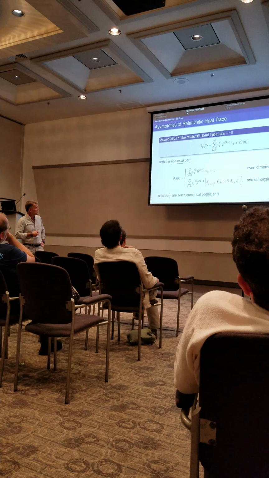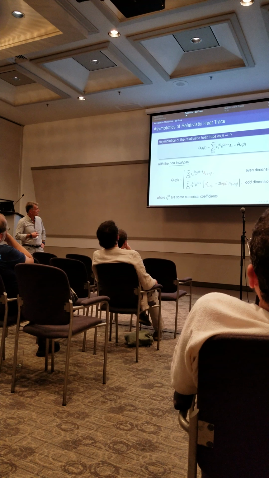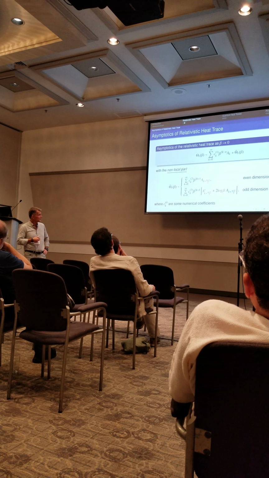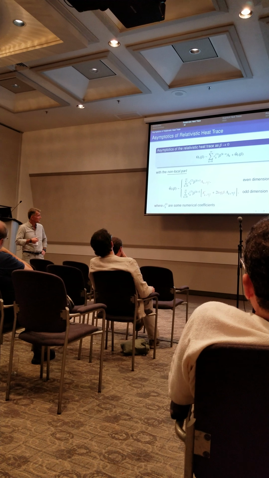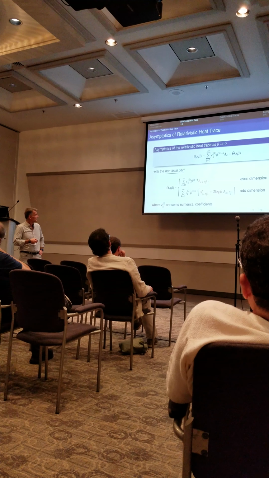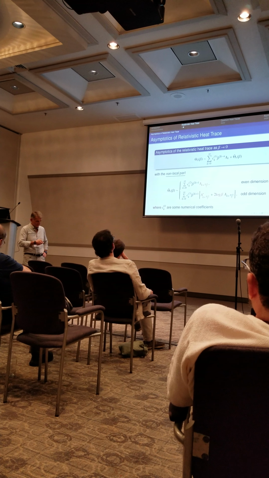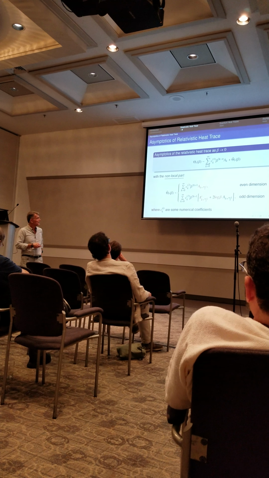So the non-local part for even dimension is expressed in terms of the values of these coefficients at the half integer points, and in odd dimension in terms of the derivatives at the integer points. And the additional part is that there is a logarithm term in the asymptotic expansion, which was absent in the classical case.